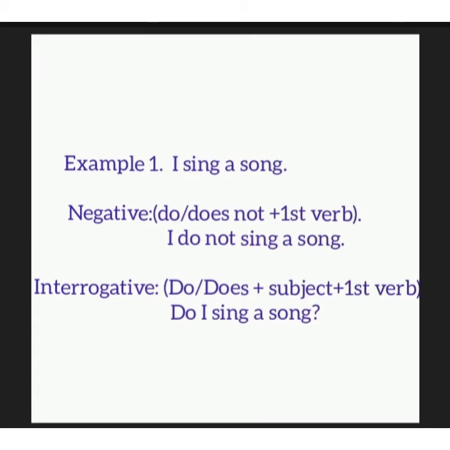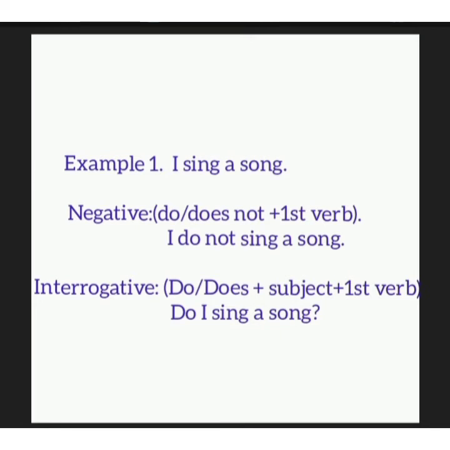Let us change into negative form. Don't forget the formula: do or does not plus first form of the verb. Take down the person I and we have to choose do or does. According to the rules, the person I should be used with do, so we have to take down do not, and take down the verb sing a song. I do not sing a song.